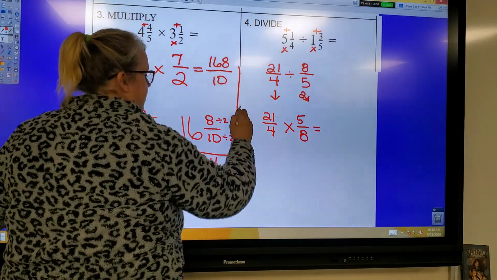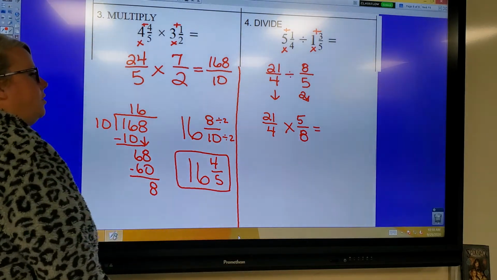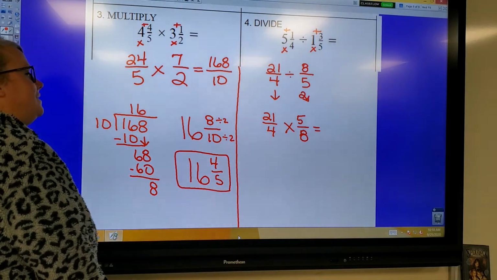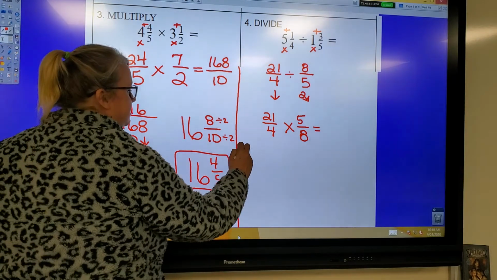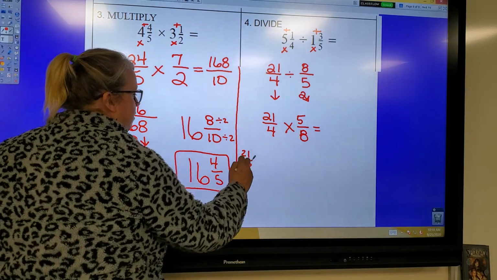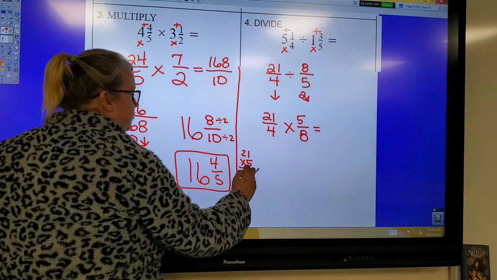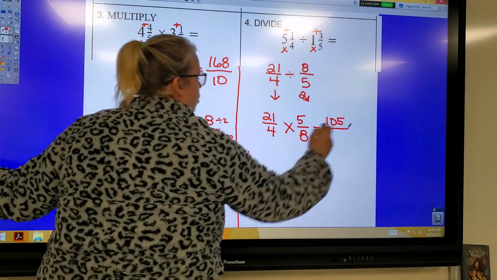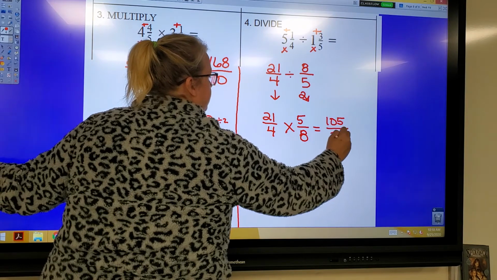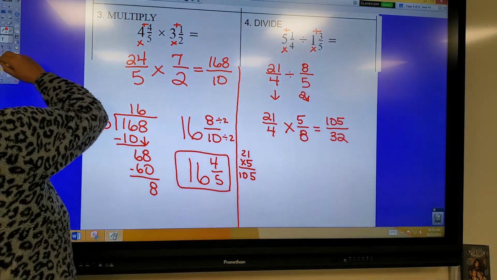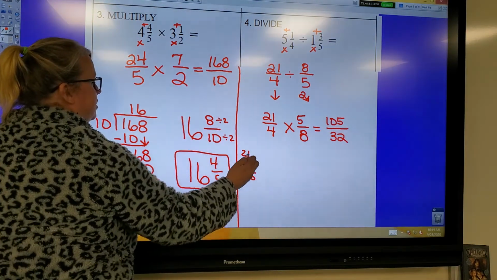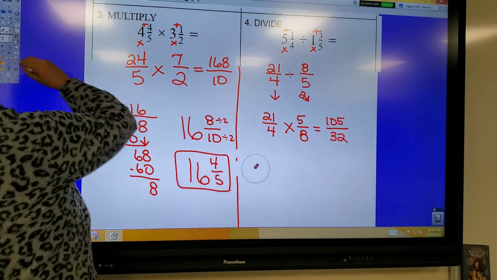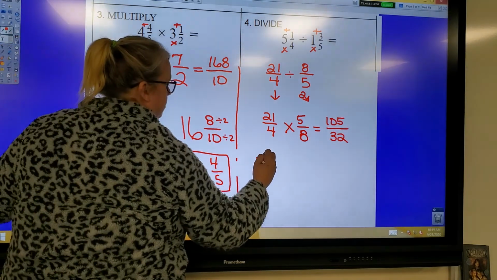I'm gonna extend this line down through here so we don't get messed up with our work. So 21 times 5, some of you can do that in your head. 5 times 1, 5 times 2, so 105 over 4 times 8 is 32. So that is improper. We're gonna have to figure out how many times 32 can go into 105.